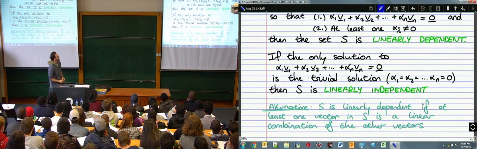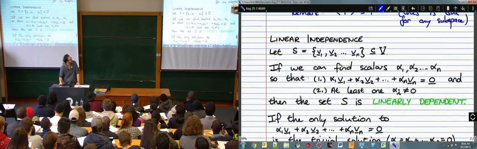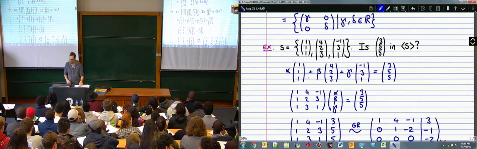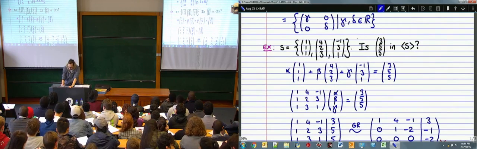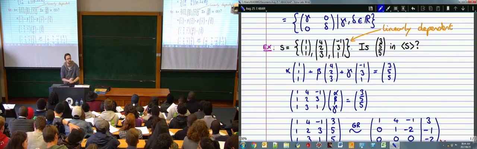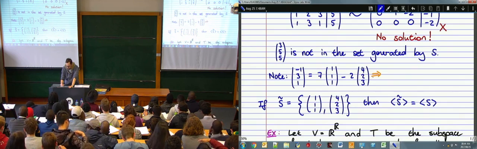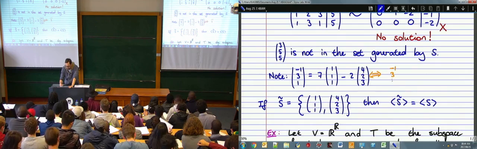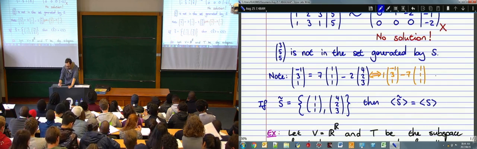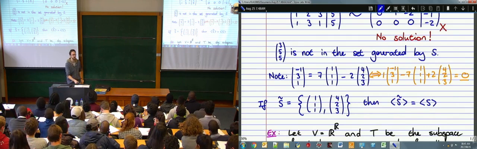Okay. So I don't think we have time to do an example, but I do just want to scroll up and make the following observation, which is that if we go back to this set over here, this set S would be linearly dependent. We said that one of them was a linear combination of the others. And that's just the same as saying that if we took minus 1, 3, 1 times by 1, minus 7 times by 1, 1, 1, plus 2 times by 4, 2, 3, that's equal to the zero vector.